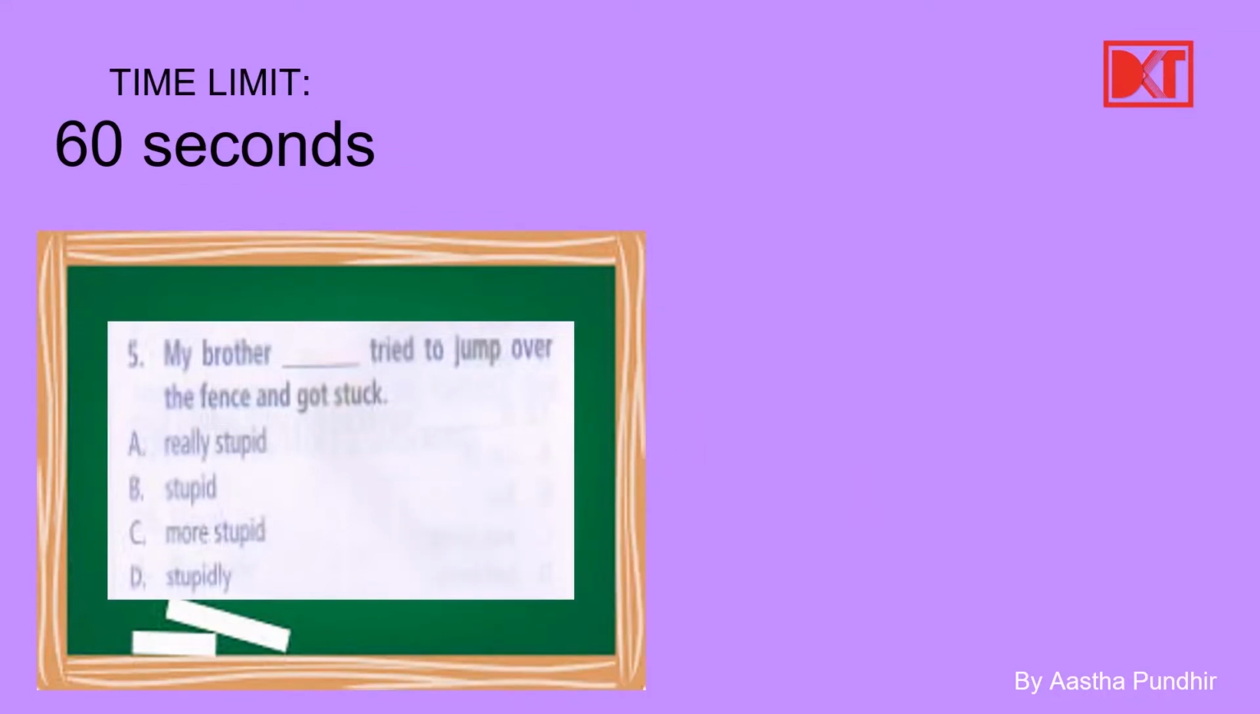My brother dash tried to jump over the fence and got stuck. My brother really stupid, my brother stupid, my brother more stupid, or my brother stupidly. Here we will be using the adverb stupidly. This is an adverb which means in a stupid manner. So my brother stupidly. Other ones, really stupid, stupid, more stupid, all these are adjectives which cannot be used here. If the blank had been here, we could have used my stupid brother, right?